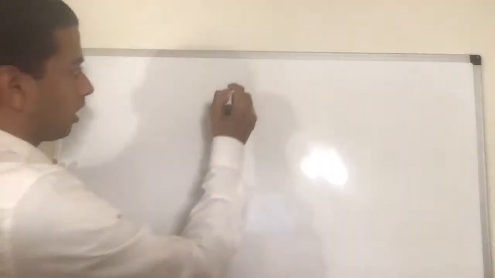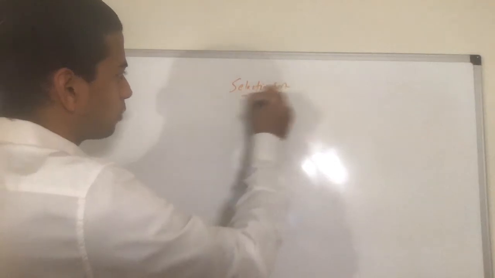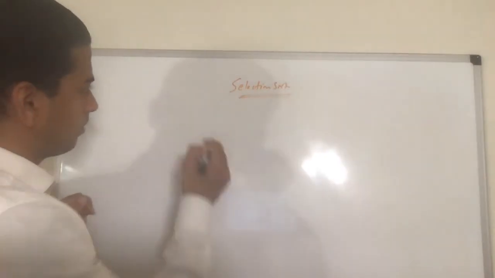So we will see about selection sort today. Of course, there are different types of sorts. Selection sort is one of the easiest sorts. I'll take a simple example.